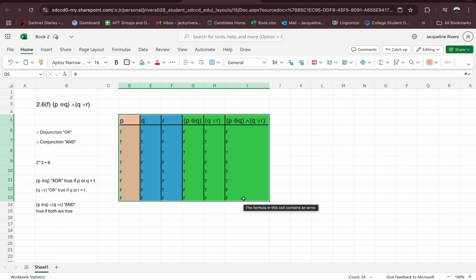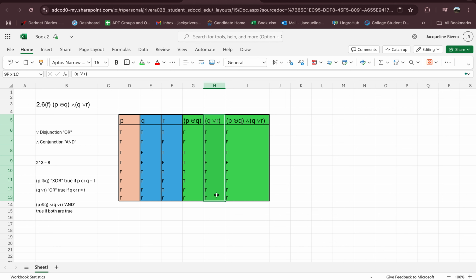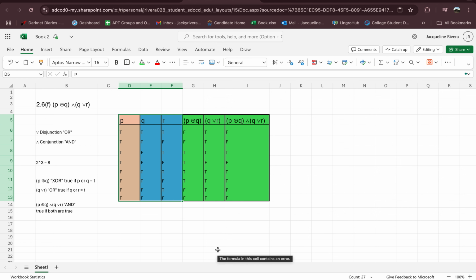So we make our chart by figuring out the true values for the expressions, P or Q and Q or R. And we figured those out by separating the P, Q, and the R. And that is it. Thank you for your time.